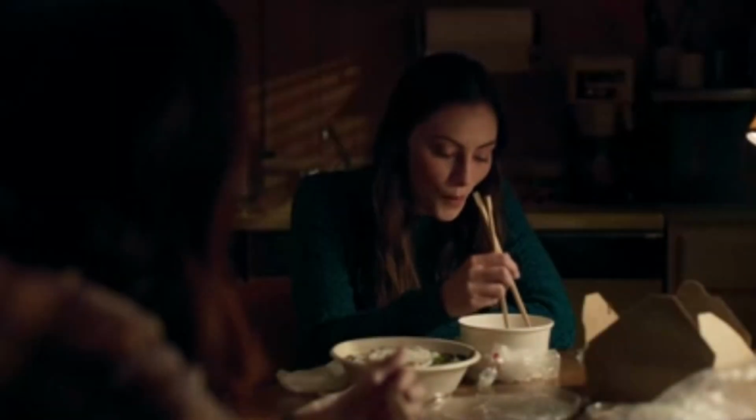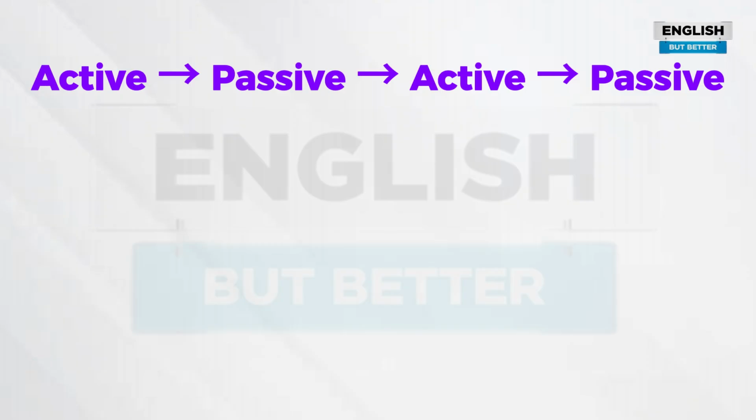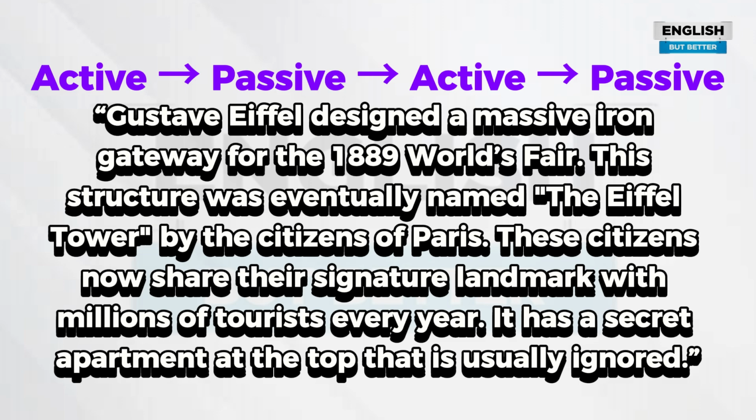Yeah, it's so boring. Instead, a mix of active and passive to connect ideas can keep your reader or listener engaged. Look at this. Gustave Eiffel designed a massive iron gateway for the 1889 World's Fair. The structure was eventually named the Eiffel Tower by the citizens of Paris. These citizens now share their signature landmark with millions of tourists every year. It has a secret apartment at the top that is usually ignored. So you can see the structure here: active, passive, active, passive.